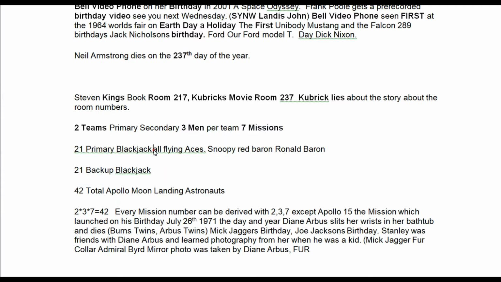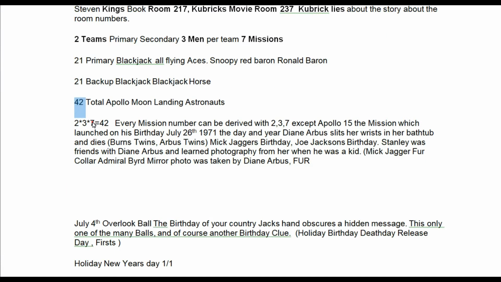So this is our cards clue. This is blackjack. It's got 21. And blackjack is Kennedy's riderless horse, so all the cards clues also fit into this as well, which I'm not really going to cover totally in this. So you have 42 total Apollo moon astronauts, 21 times 2 is 42. These are all the repeating 42 clues in the movie, and I did not list them all. There's tons of them. So you have 2 times 3 times 7 is 42 total astronauts.